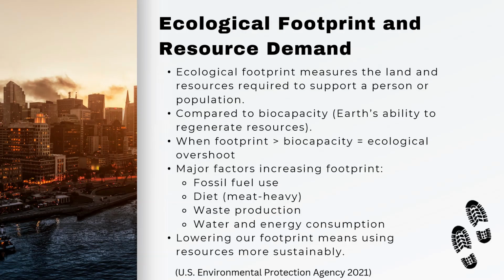So now we've talked about the number of people in these systems. We're going to shift over to how much each person uses. An ecological footprint estimates the amount of land and resources needed to support a person or population's lifestyle. We compare that to biocapacity, which is Earth's ability to regenerate those resources. When the footprint is greater than biocapacity, we're in what's called an ecological overshoot. The big drivers of that include fossil fuel use, meat-heavy diets, high consumption and waste, and high energy use and water use.